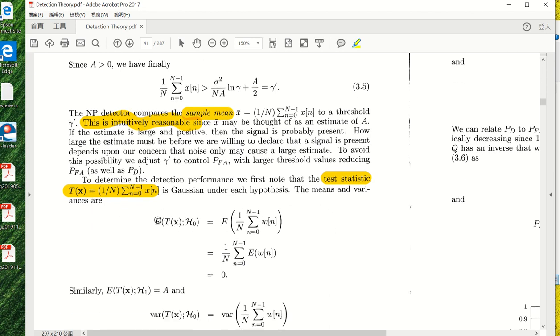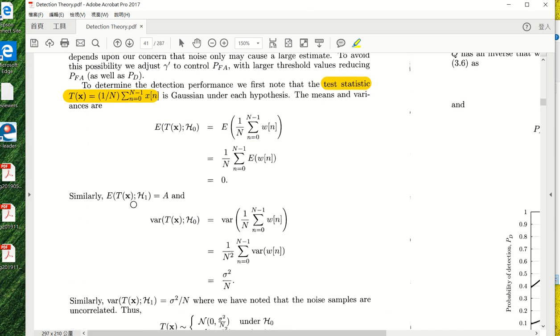If it's on the H0, then of course X is just W, without signal. And you are taking the average of the noise. Then you take the expectation. You do the calculation, you get zero. But if it's on the H1, then you have a sample mean with a signal, A, right? It has an A here. So you take the T of X, the test statistic on the H1, and you take the expectation, you get A.